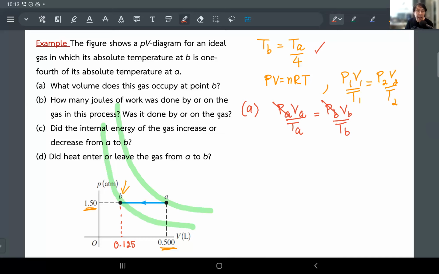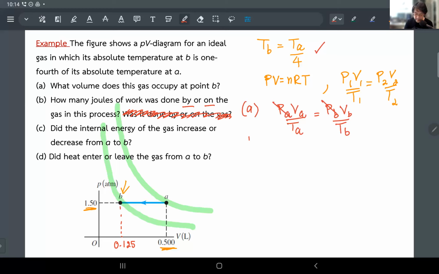Part B, how many joules of work was done by or on? So this one, the question asks you to determine the sign of the W on the gas in this process. Was it done by... okay, this is a typo right here. Sorry, I think that's asked twice. All right. Let's calculate the work done, shall we?